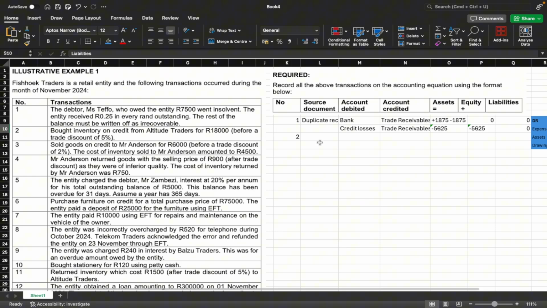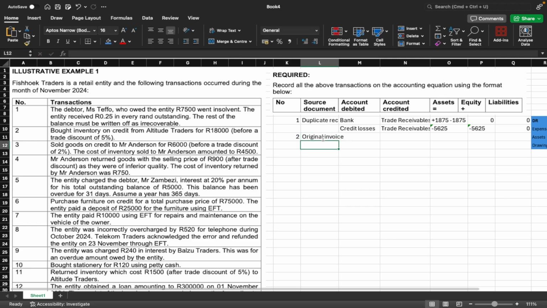Okay, so what is our source document? Well, we are the ones who are buying, so we definitely are receiving the original invoice, or original purchase invoice, whatever the case is, original credit invoice or original tax invoice. All those terms can be used. So I'm just going to write here original invoice.